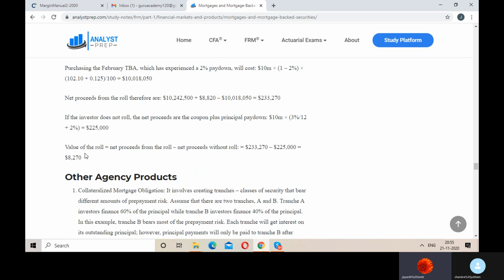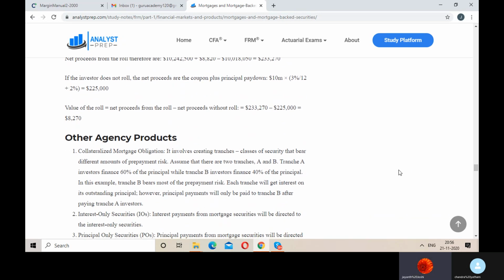So now the value of the roll: after the dollar rollover you got this much. If you would not have rolled, you would have got this much. So you are having a benefit with this roll of $8,270. It's a good deal for you. So people do that if they have good benefits. That means they sell it and repurchase when the prices are down. With that, they have made a benefit for themselves.